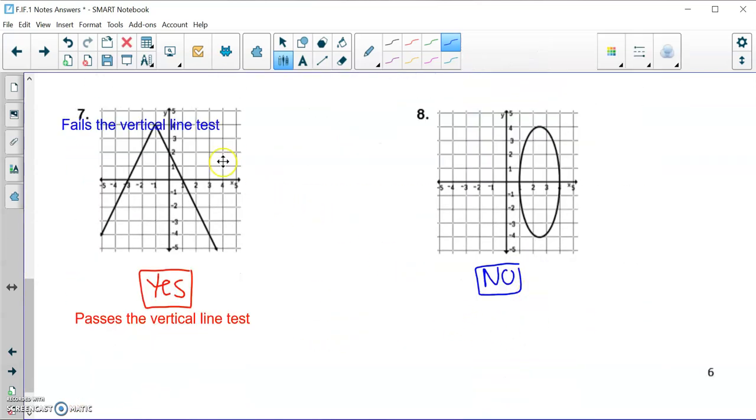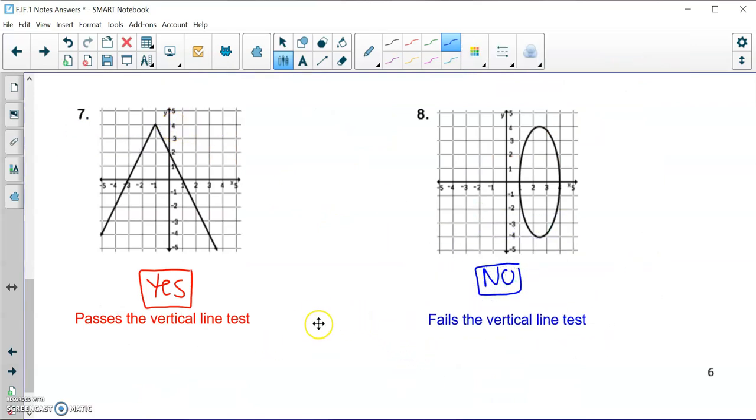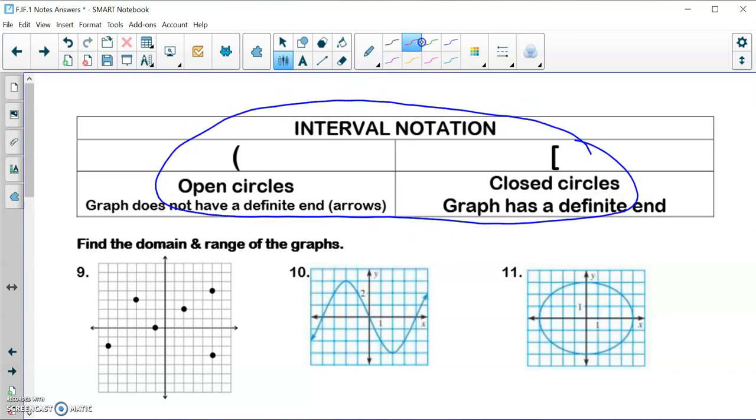All right, so you have probably guessed it. We are now going to do the domain and range for each of these graphs. However, with the domain and range, we need to learn something called interval notation, and that is for graphs and equations. We're not going to actually find domain and range from equations, but for graphs, we want to use interval notation. So I will explain interval notation once we get into it.